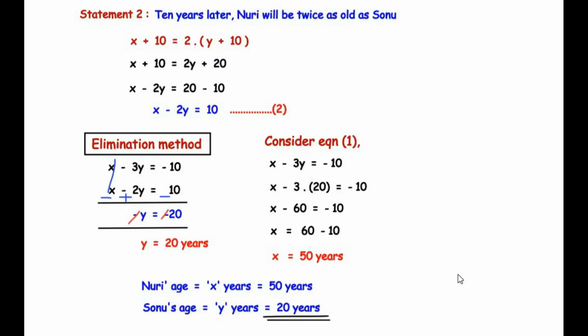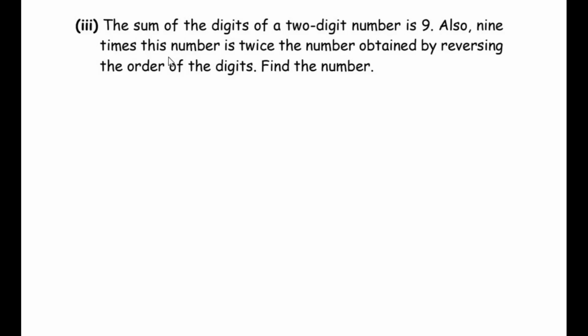Now let us move on to the next question. The sum of the digits of a 2-digit number is 9. Also, 9 times this number is twice the number obtained by reversing the order of the digits. Find the number. So let us try to understand the question first. Here they have said that sum of the digits of a 2-digit number is 9.